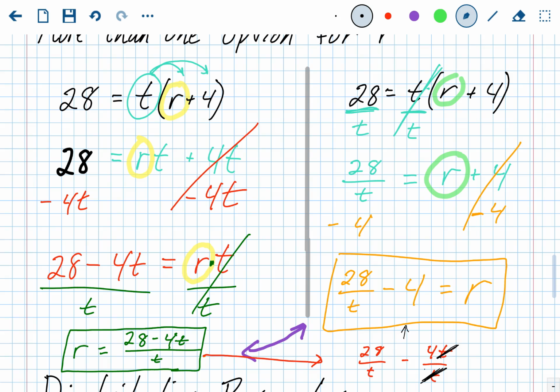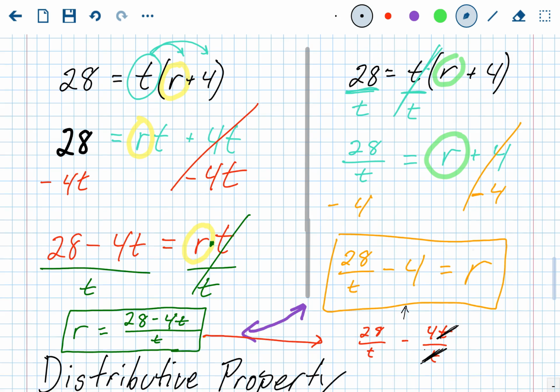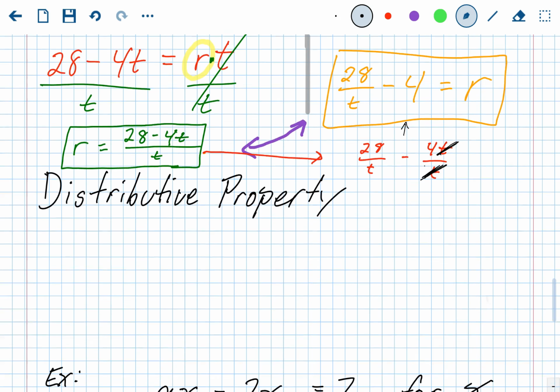So those are all the same. They all mean the same thing. Whether you want to distribute and then solve, or divide right away and then solve, that's up to you. It's your user choice. The last thing that's going to help us out is the distributive property.